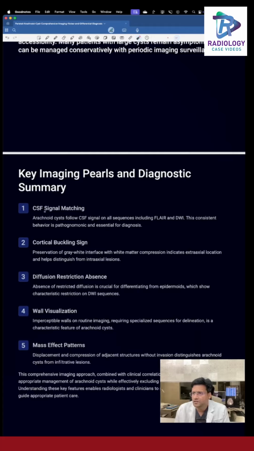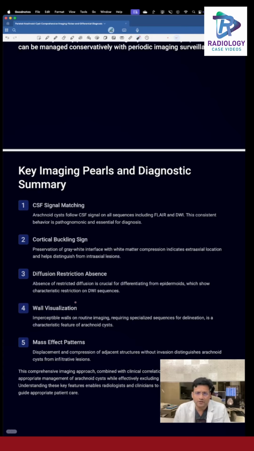So in summary, CSF signal matching, cortical buckling, diffusion restriction absence, and wall visualization on routine imaging being very difficult. Mass effect patterns are also helpful in diagnosing the arachnoid cyst. Thank you very much. Identifying the arachnoid cyst from other conditions is very, very important. Diagnosing it as an extraaxial lesion is important.